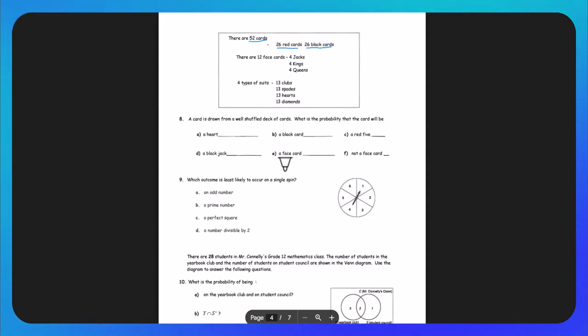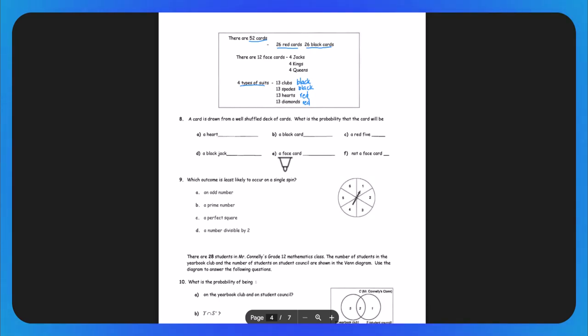There are 4 types of suits, and it's clubs. Club is a black card. We can write that down just to remind us. As is the spade. The spade is the black card right here. Then we have hearts and diamonds, and those are the red cards. So we often use these to do some probability questions like number 8. A card is drawn from a well-shuffled deck. What is the probability that the card will be a heart?